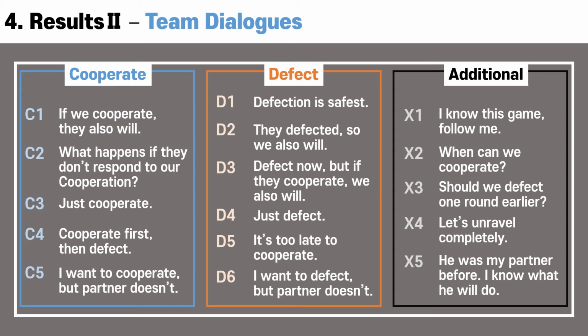And now, let's look at the results for analysis on team behaviors through team dialogues. This slide shows how authors have categorized team dialogues based on team decisions to cooperate or to defect with some additional categories. For example, category D2 is a combination of dialogues that has a pattern of "they have defected first, so we also will." So what do you think? Which type of dialogue would be most dominant in teams who have cooperated? What about teams who have defected?